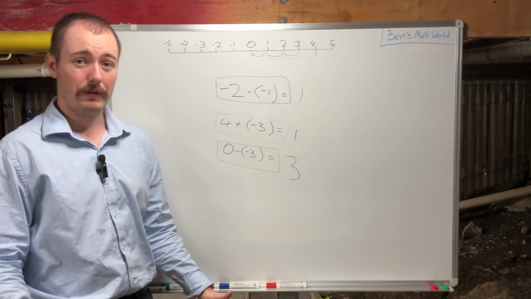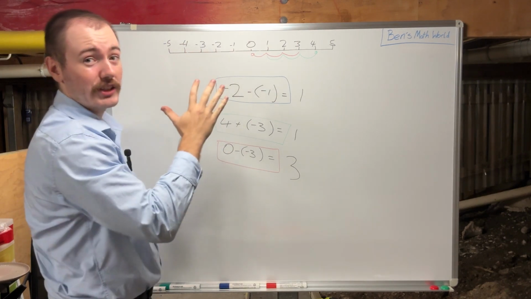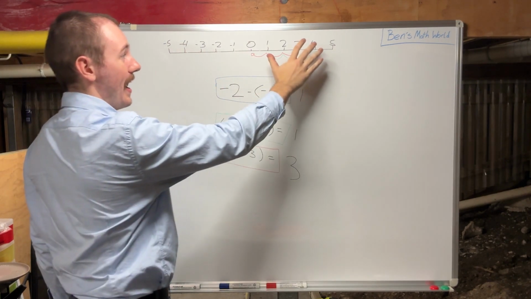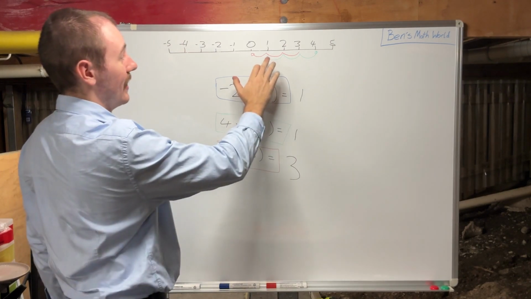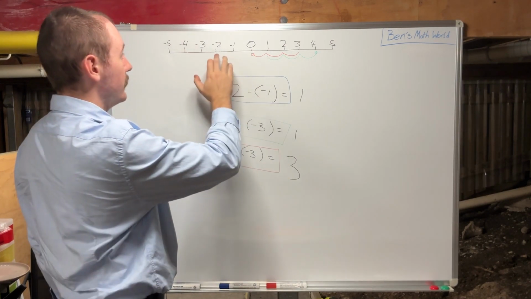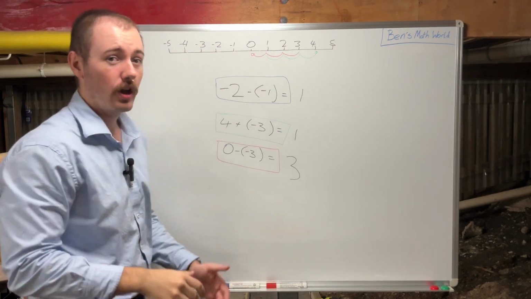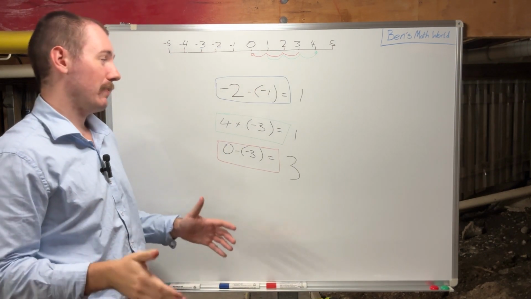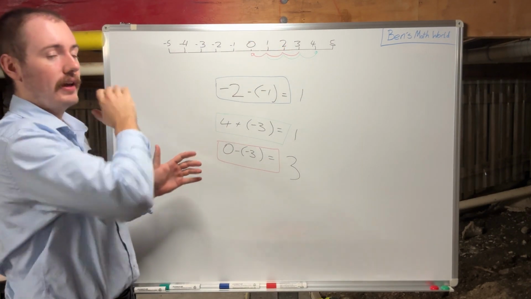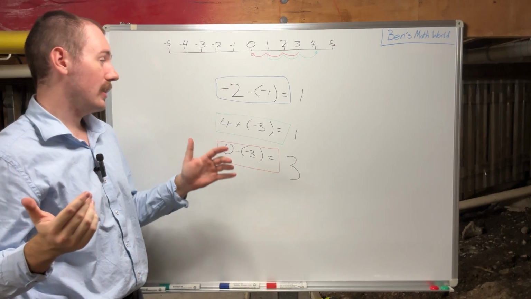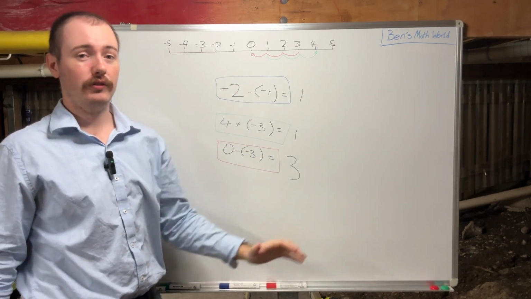So let's recap what we learned today. Our negative numbers are actually less than our positive numbers. So negative 4 is less than 1, and 4 is greater than negative 2. We also learned that when we add a negative number, we move towards the negative side. And we also learned that when we minus a negative number, we move towards the positive side.